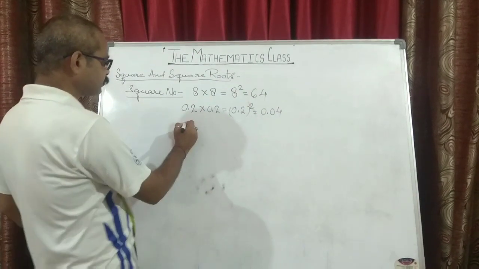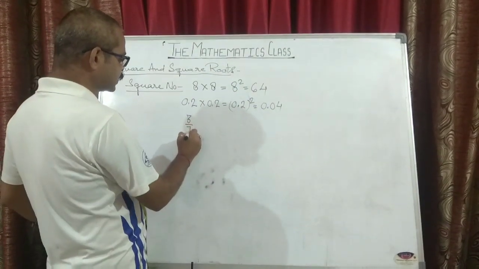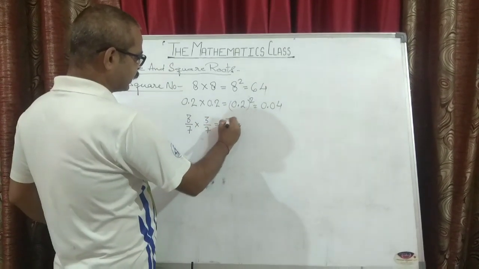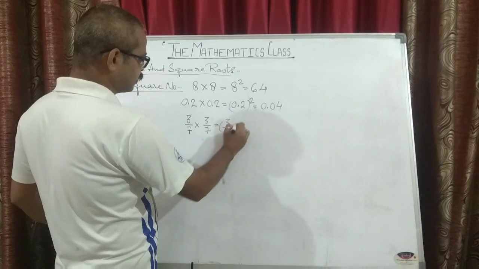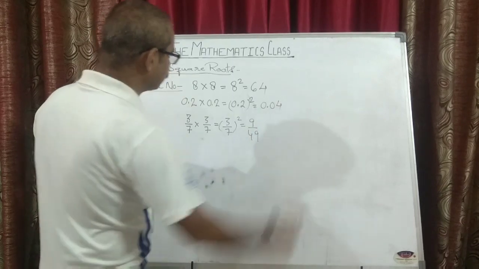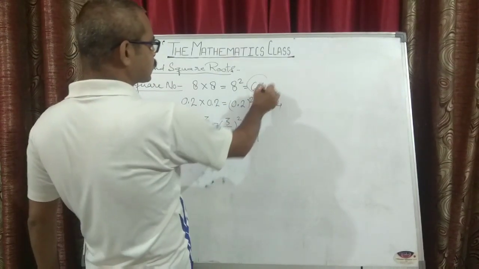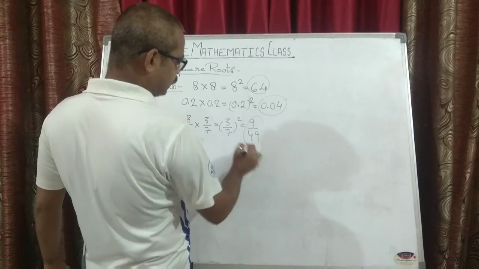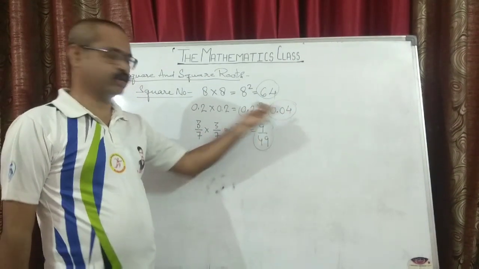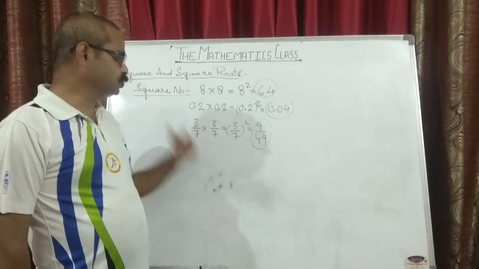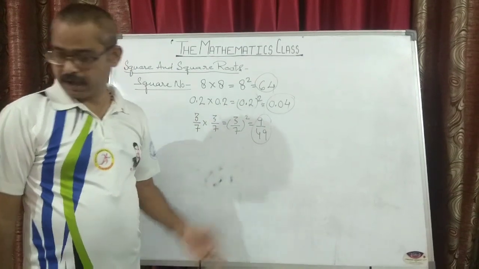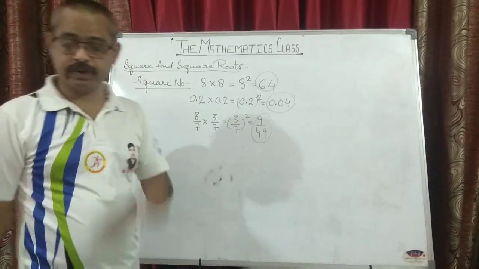Suppose I say 3 upon 7 into 3 upon 7, that gives 3 upon 7 whole square, or that is 9 upon 49. So all these numbers are squares of some numbers. 64 is the square of 8, 0.04 is the square of 0.2, and 9 upon 49 is the square of 3 upon 7. Now I hope it is clear to you what a square number is.